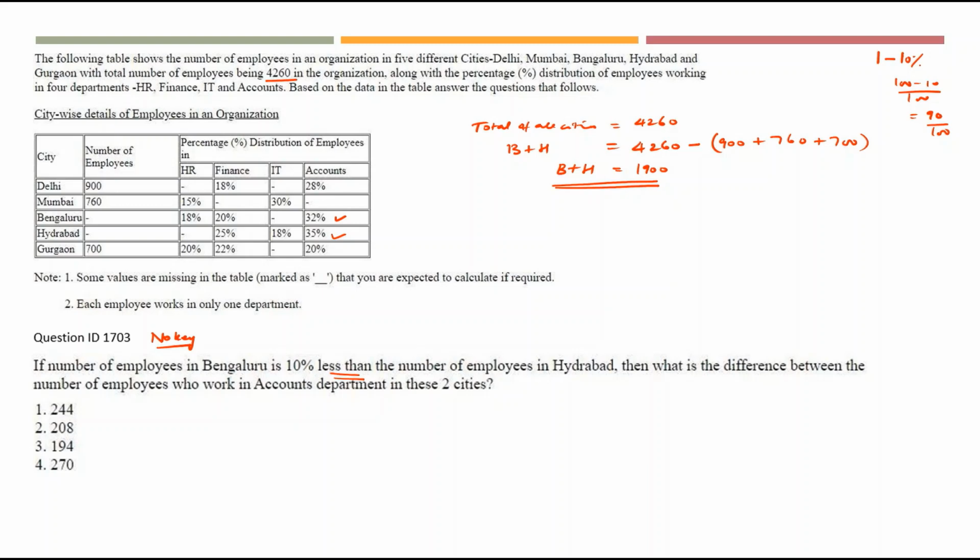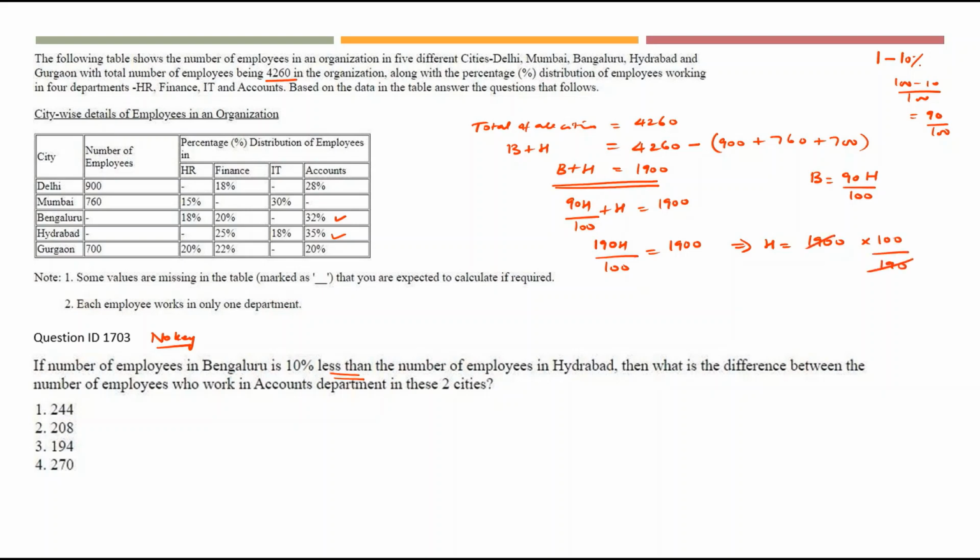So Bangalore has employees 10% less than Hyderabad. So this is 90% of Hyderabad. So 10% less than means if Hyderabad is 100%, then Bangalore will be 90%. We will substitute 90H by 100 in B. So 90H by 100 plus H is equal to 1900. 190H by 100 is equal to 1900, which says Hyderabad employees is equal to 1900 into 100 divided by 190.